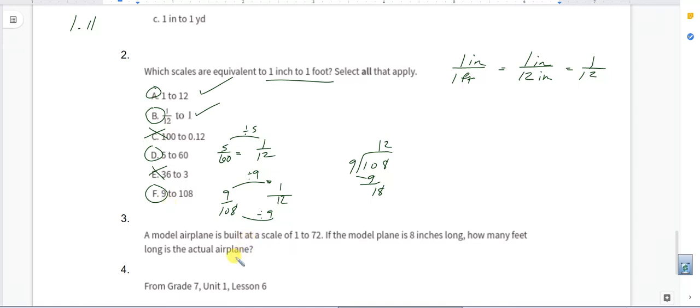All right, let's jump into number 3. I think we got time to knock this one out too. Model airplane is built at a scale of 1 to 72. All right, so the drawing is 1. The actual real is 72.